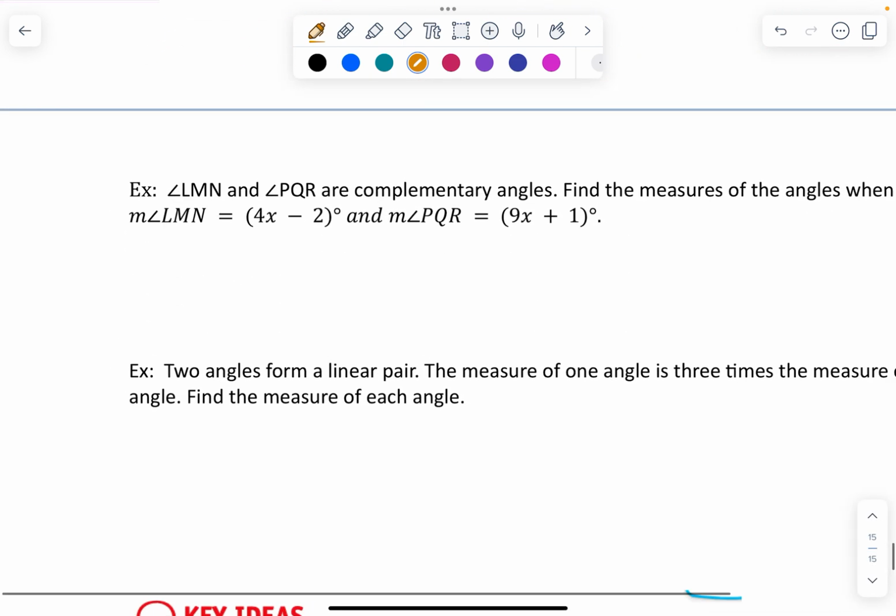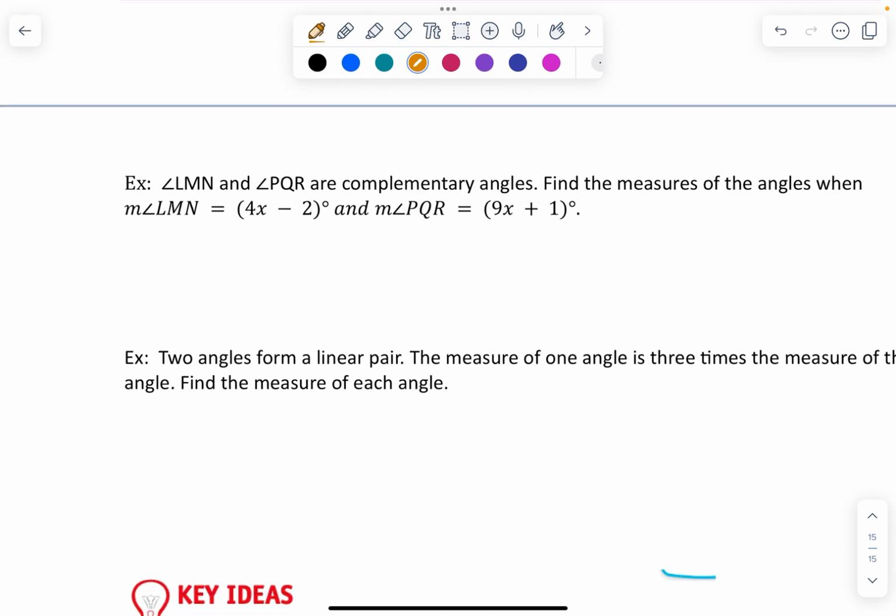Okay, so now they don't give us pictures. They say angles LMN and PQR are complementary angles. So these two add to 90 degrees, right? Find the measures of the angles when LMN is this and PQR equals this. So it really is like angle addition. The sum of those two angles is equal to 90 degrees. So we're going to solve that.